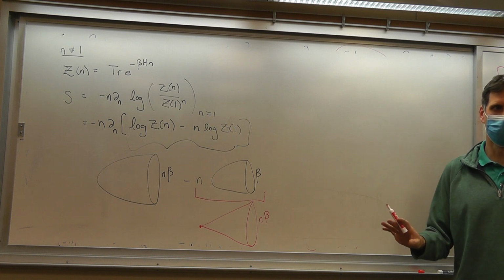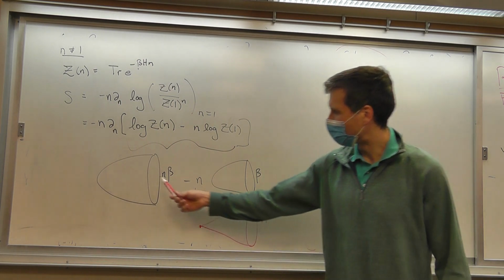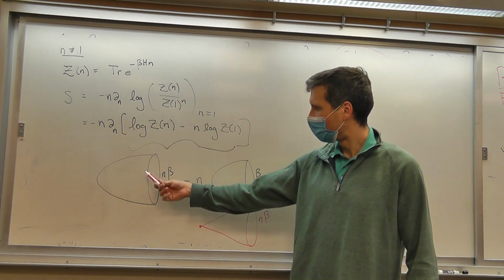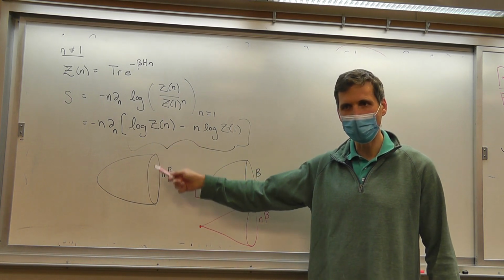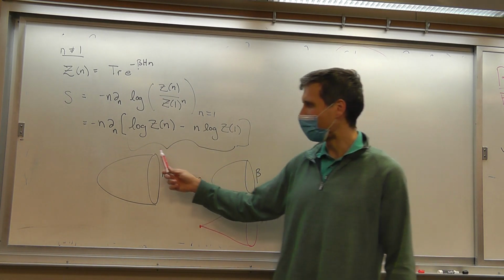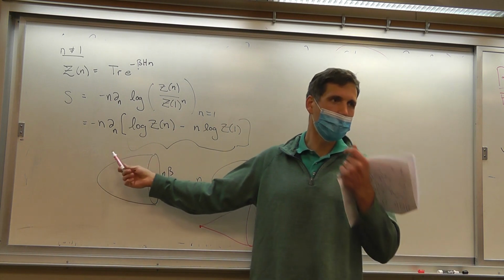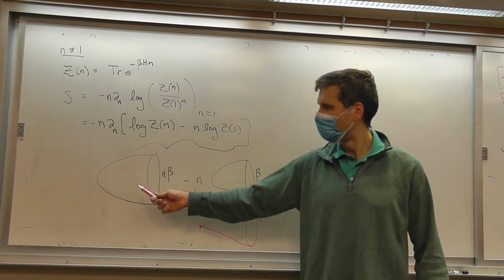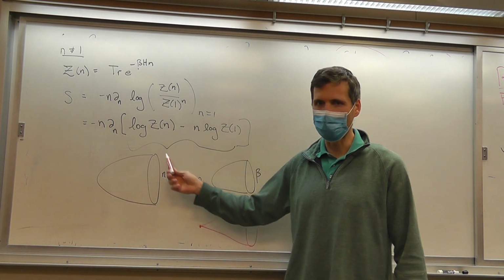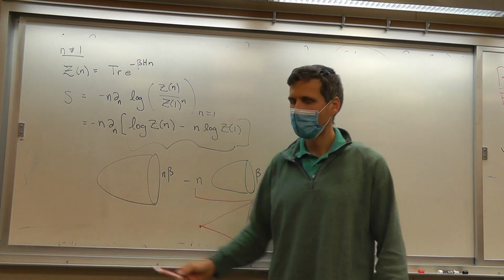This is just a trick, okay? But the point is that it's the difference of two terms. In one term, we change the size of the thermal circle, but then we allow gravity to back react. And when gravity solves the equation of motion, it doesn't allow singularities in Euclidean. So you get a nice smooth geometry if you calculate the Euclidean black hole at temperature n beta.